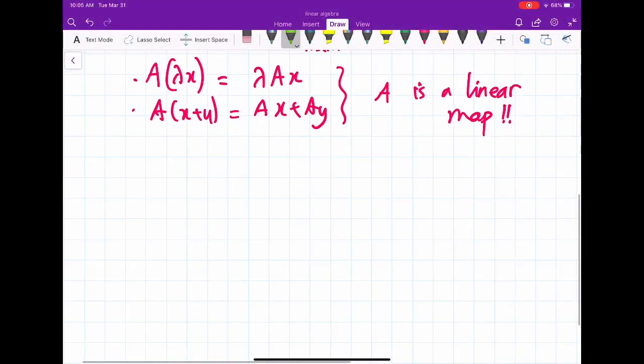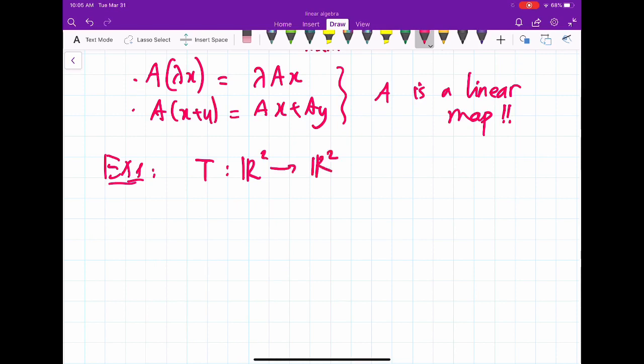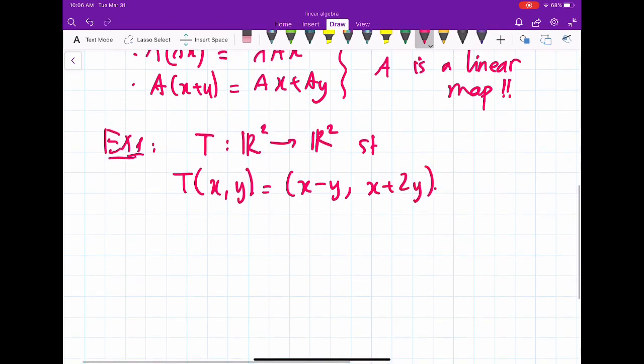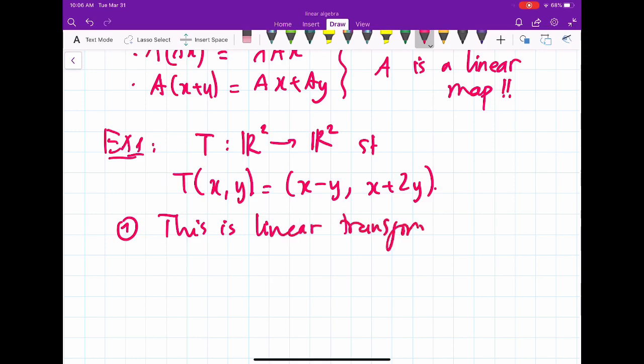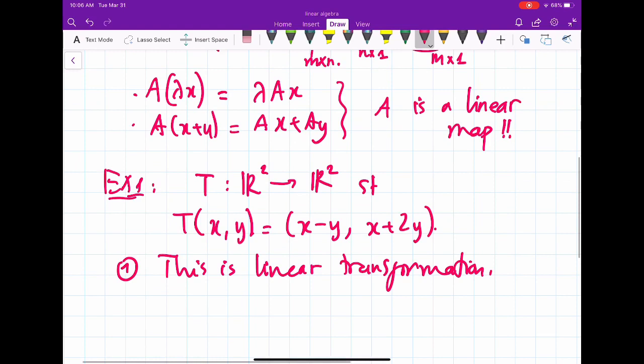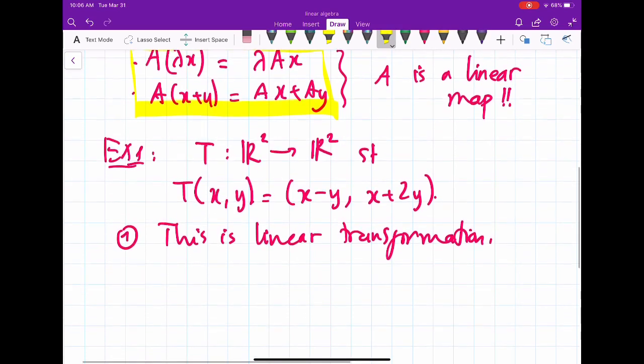Let's consider the following example. You have a map T from R2 to R2 such that T(x, y) equals (x minus y, x plus 2y). First, this is a linear transformation. Why? Because that map satisfies these two properties. Okay, so we can check that easily.